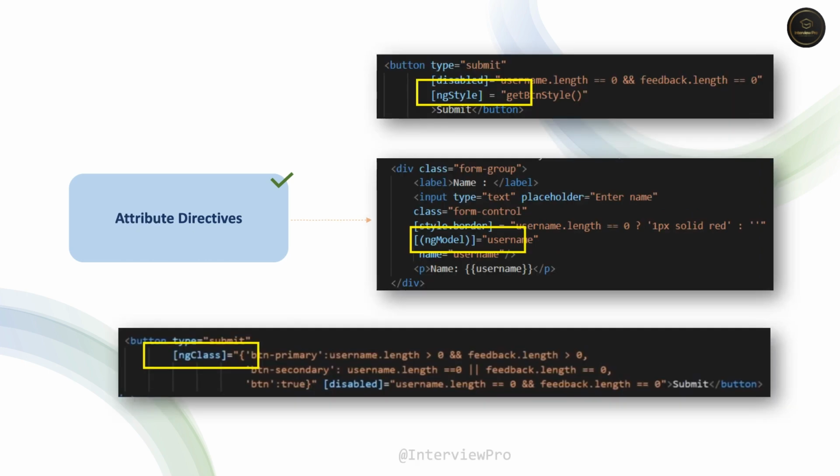Then we saw attribute directives as well in our videos on class binding, style binding, and two-way binding. We used ngClass to add or remove classes dynamically. Then we used ngStyle to apply styles dynamically. And we have seen two-way binding to get data from the feedback form.